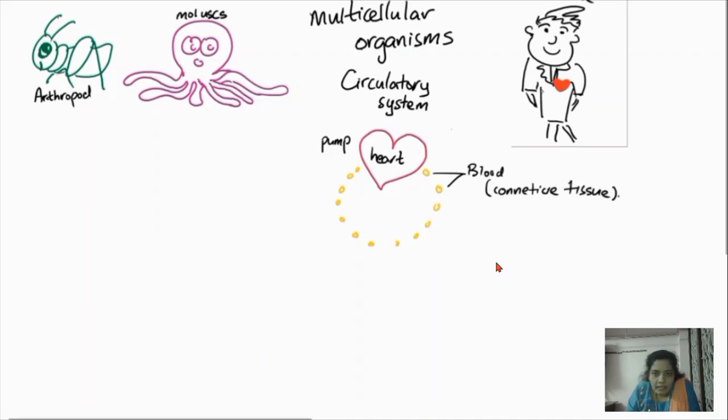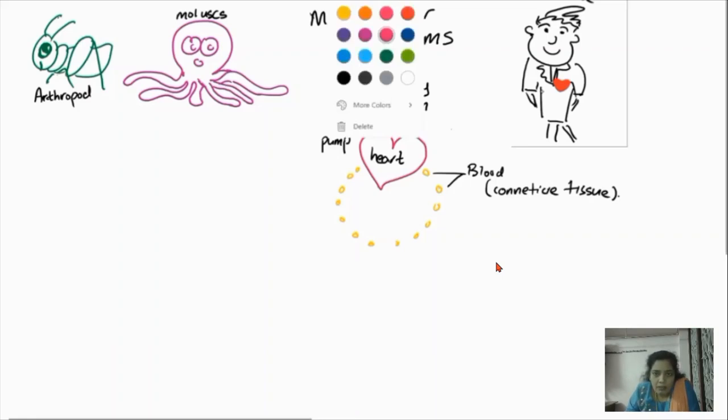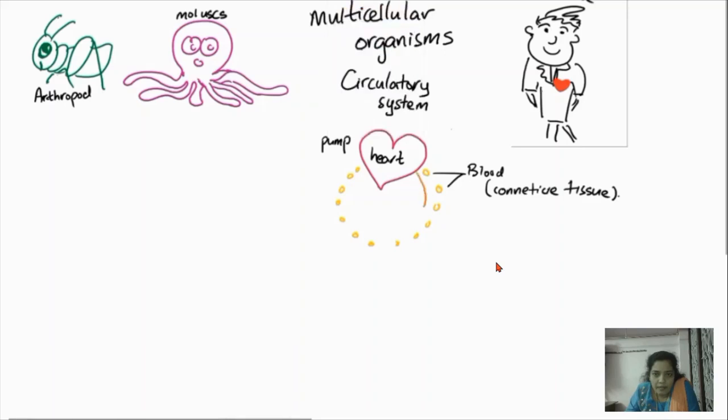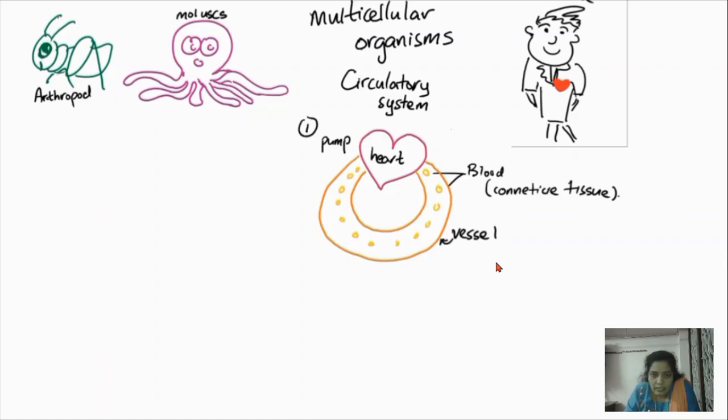See the picture once again. The heart pumps blood, and the blood flows through the blood vessels. These lines indicate blood vessels. Only in multicellular organisms such as human beings does this double circulation take place. Blood is a connective tissue and it flows through the blood vessels.